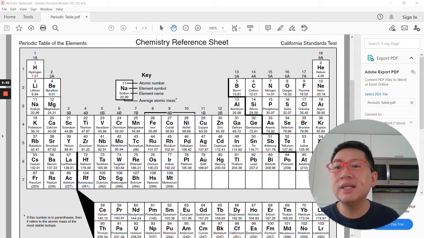Rubidium, Rb. Strontium, Sr. Yttrium, Y. And zirconium, Zr. So those are the first 40 elements.